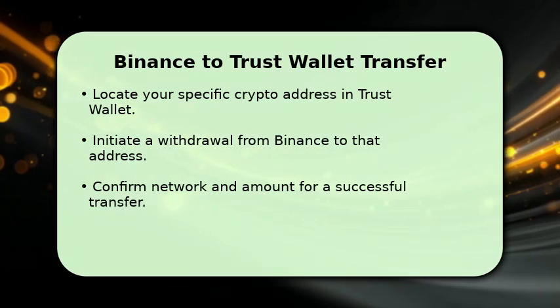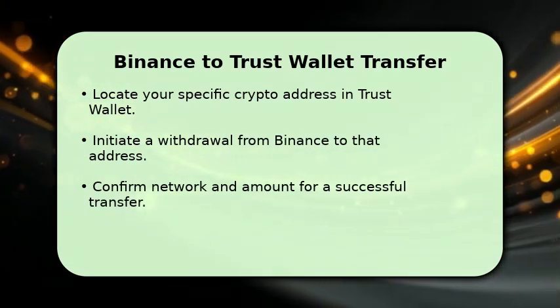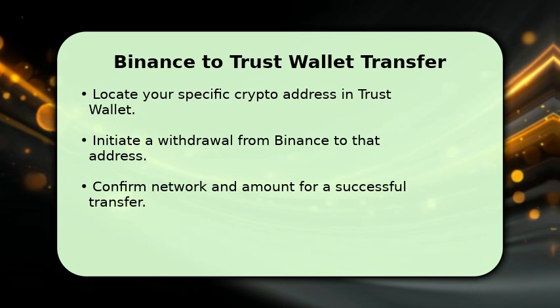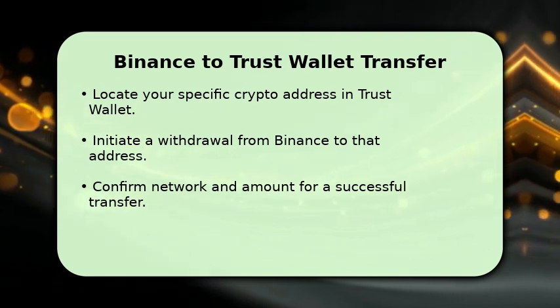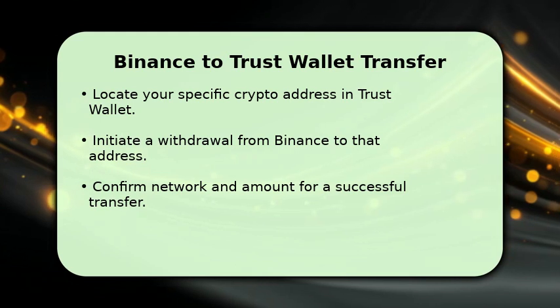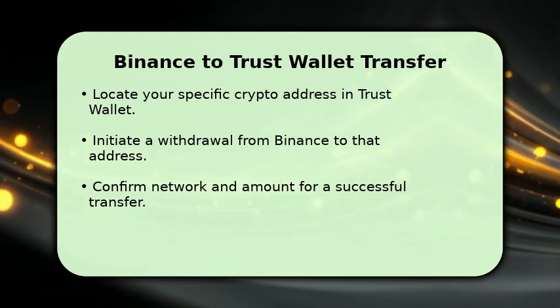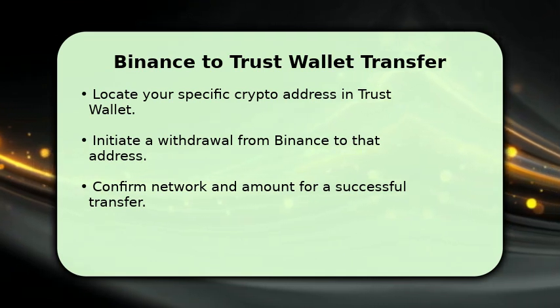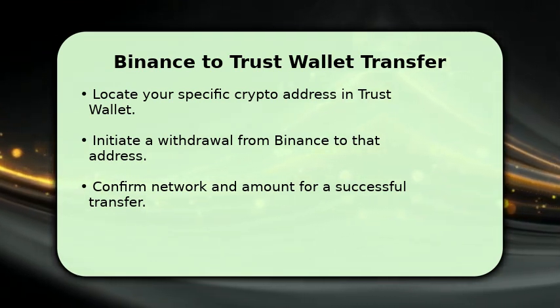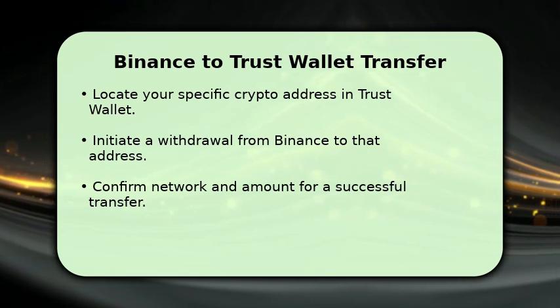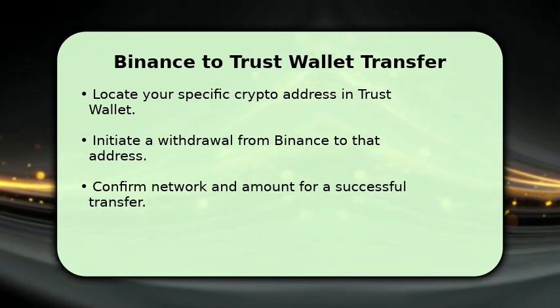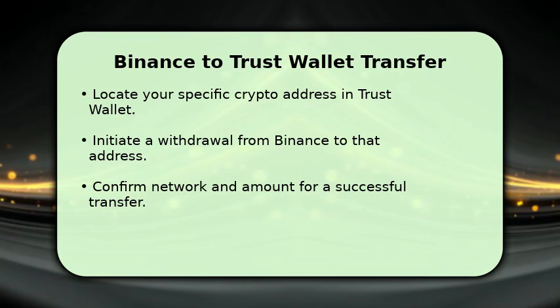After purchasing crypto on Binance, you might want to move it to your Trust Wallet for enhanced security. Open your Trust Wallet, find the cryptocurrency you wish to receive, and copy its unique deposit address. Then, go to Binance, select Withdraw, choose the same cryptocurrency, paste the Trust Wallet address, and specify the amount. Always double-check the network to ensure a smooth transfer.